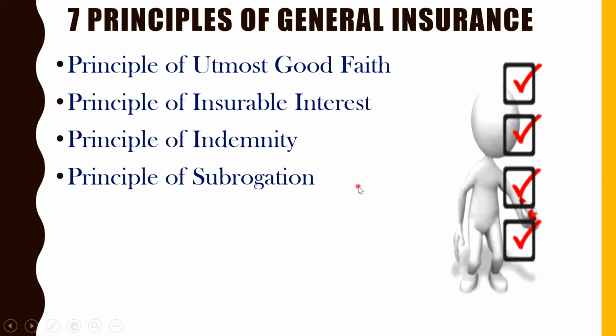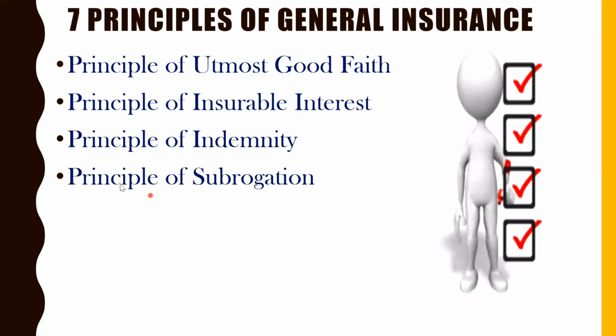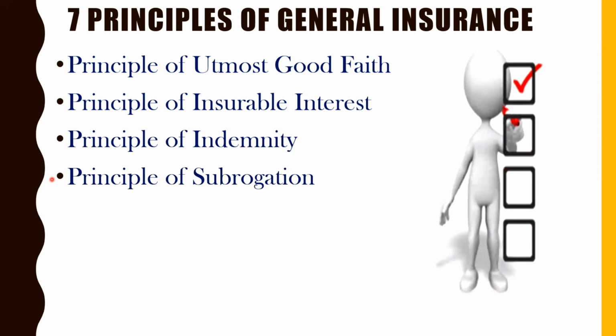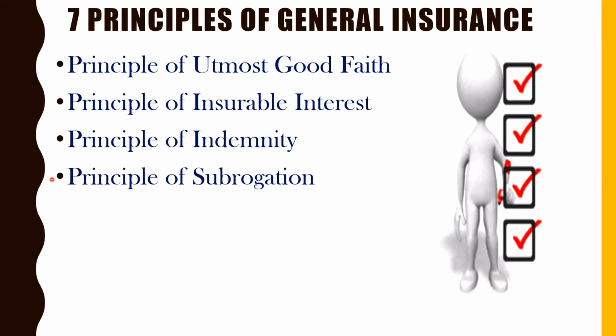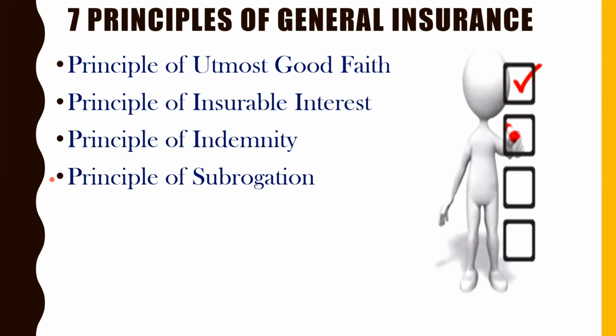Subrogation means ownership. Now over here, we can understand this point with one example. Let us say Mr. A has taken one insurance policy for his car. The car is the property of Mr. A, and the insurance company has promised him that if anything happens to his car, if the car is lost or stolen, then the insurance company will give him compensation for the car.